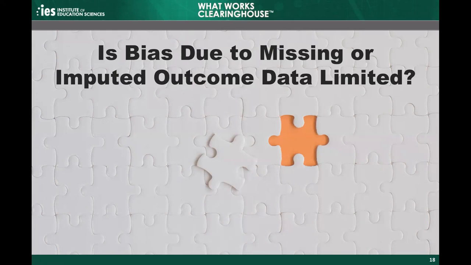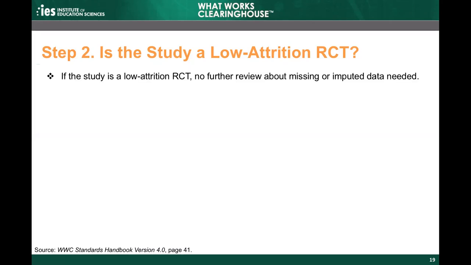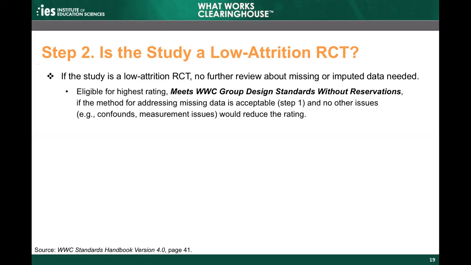Hello, everyone. I'm really excited to share with you the next two steps, which are all addressing the driving question: is bias due to missing or imputed outcome data limited? And so this starts with step two, which is: is the study a low attrition RCT? If it is, no further review about missing or imputed data are needed.